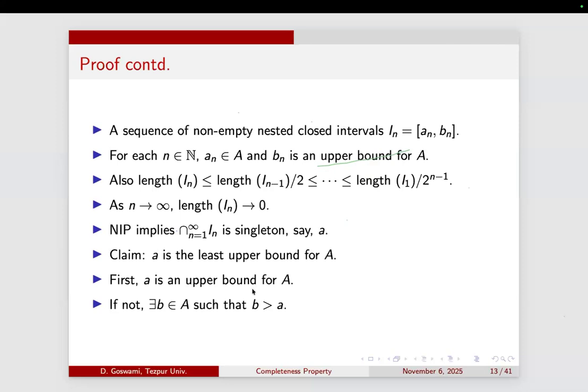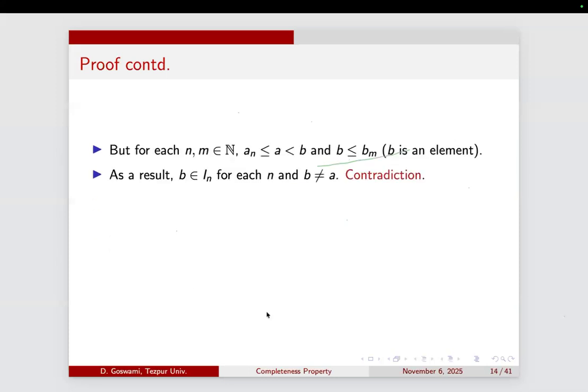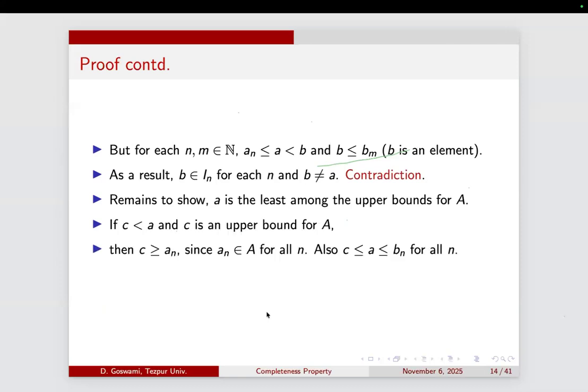So we have shown that there cannot be any B from A which is strictly greater than A. So that means it is an upper bound. Finally, I need to show that it is the least among the upper bounds. It is almost the same argument. So what will I take? I'll take anything less than A to be an upper bound. So if it is an upper bound, it has to be greater than the elements.